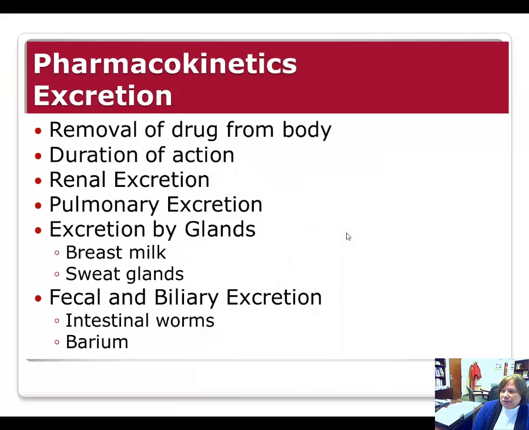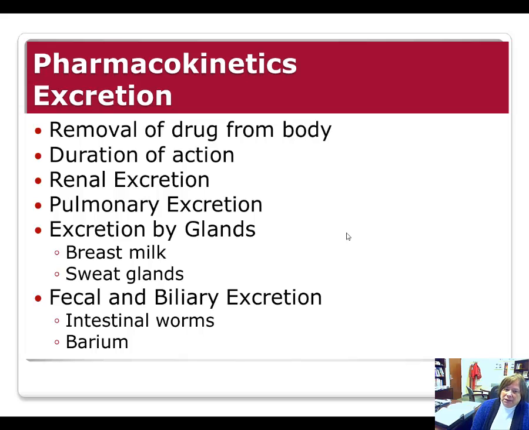Next is excretion. This is when the drug is removed from the body, and most likely it's the kidneys that are going to be excreting the drug after it's been metabolized. If someone has kidney failure, obviously it's going to be a slower process, and the effect and the duration of action of the drug may be longer than if someone had normal kidney function.